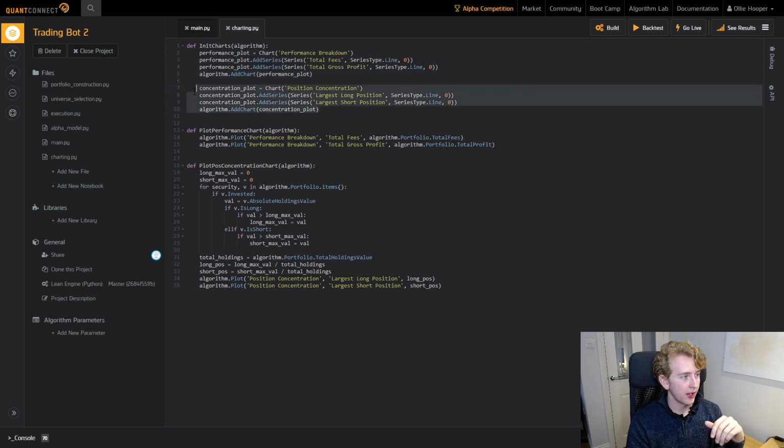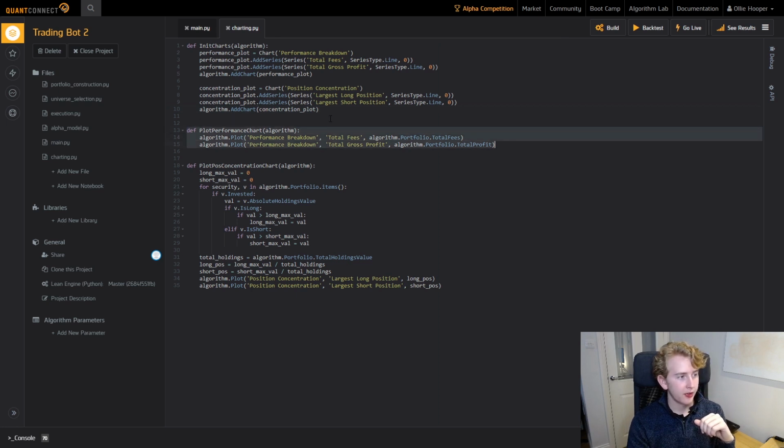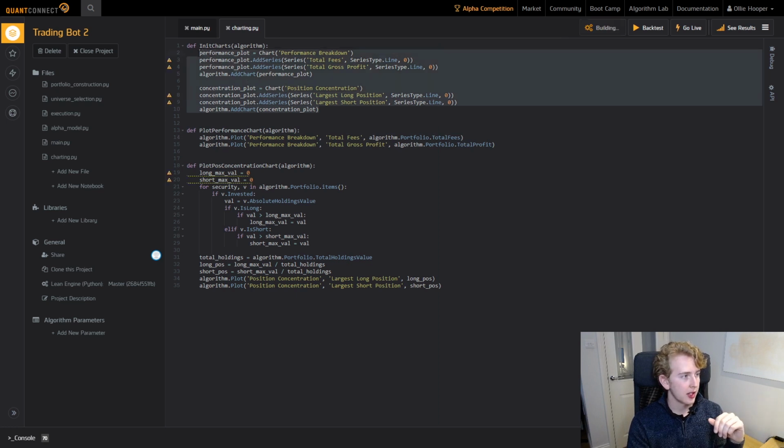So that's going to be one of our plots. And then the other plot is going to be our position concentration. So we're going to be looking at our largest long position and our largest short position. So the largest weight for a single security in our portfolio. Cool. And then we've got our two little functions. So this is initializing it. We just add these charts. It's just a simple algorithm.addChart. You can see this is how you declare and instantiate charts and then add series to them. And here we're just doing the plotting.